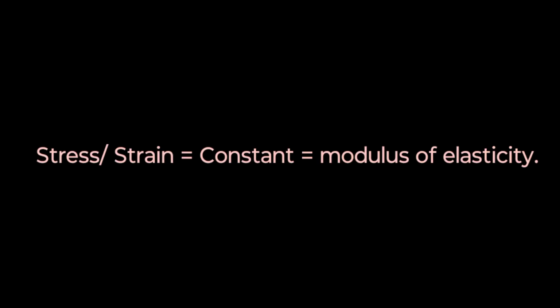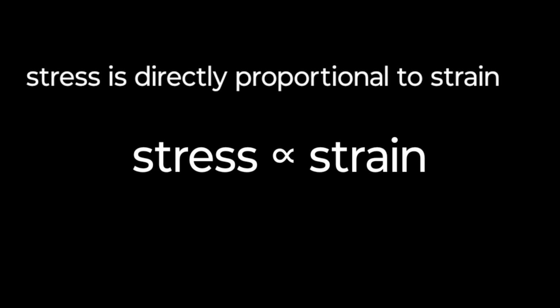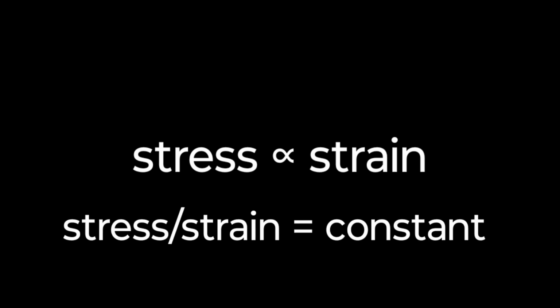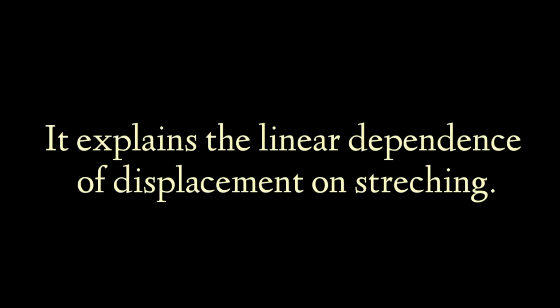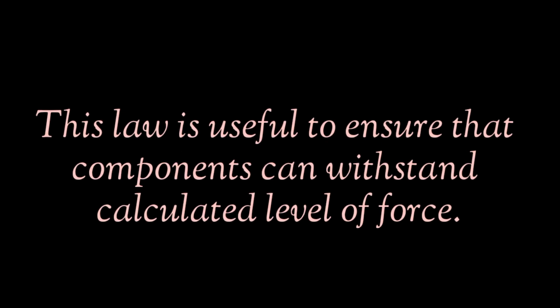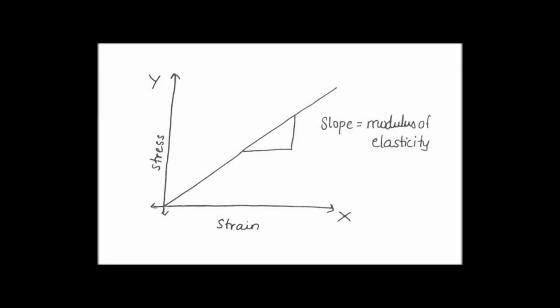So stress upon strain will be equal to a constant, that is our modulus of elasticity. It basically says that stress is directly proportional to strain, and whenever you remove the proportionality sign, you have stress upon strain equal to constant. And it explains the linear dependence of displacement on stretching. This law is very useful to ensure that components can withstand the calculated level of force. And this is the graph which is used to explain Hooke's law.